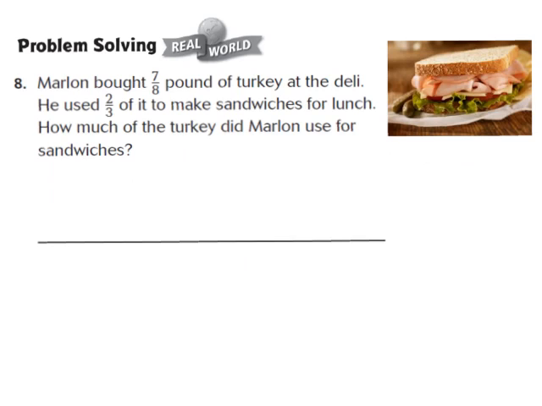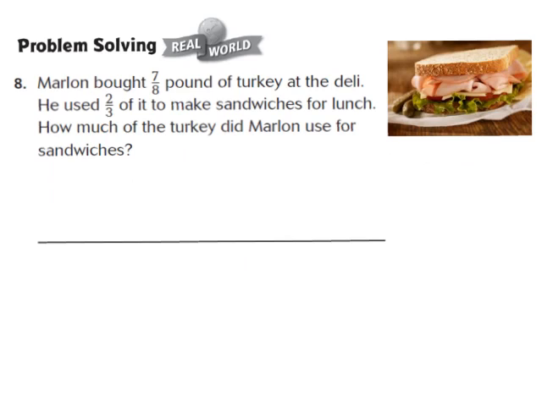Now let's take a look at question number 8. It's another one of our real-world problem-solving questions, and it says, Marlon bought 7/8 pound of turkey at the deli. He used 2/3 of it to make sandwiches for lunch. How much of the turkey did Marlon use for sandwiches?